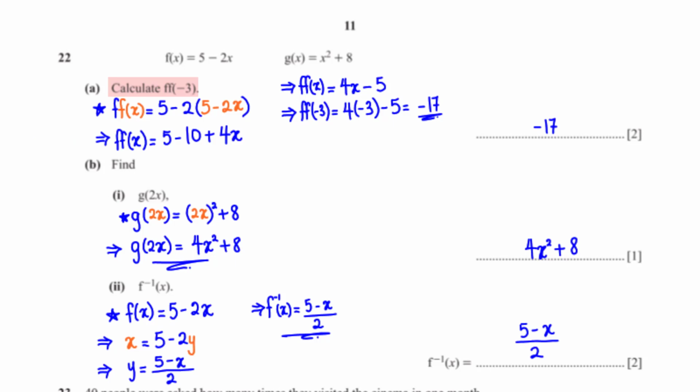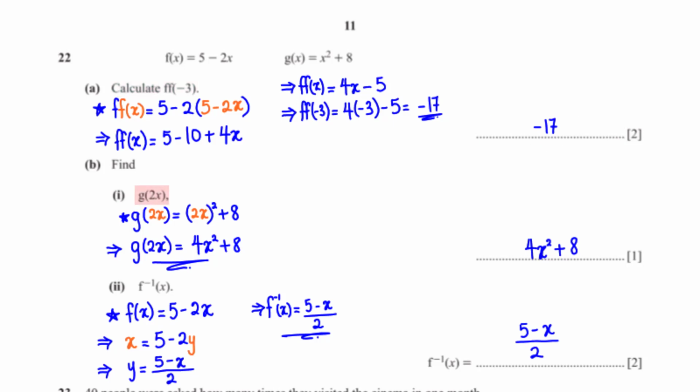So now that we have the equation for f of f of x, to find f of f of minus 3, all we need to do is wherever we see x, we slot in the value negative 3. And when we type this into the calculator, we get a final answer of negative 17.